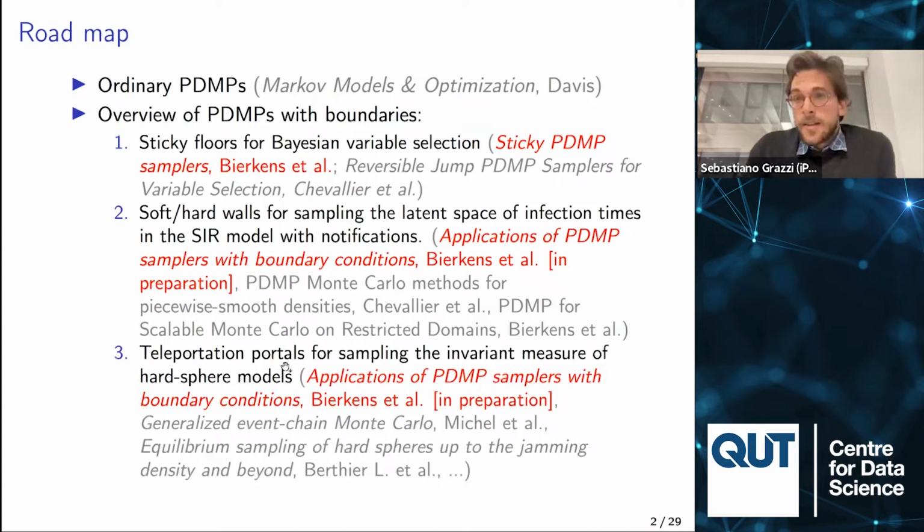Finally, the last type of boundary I call teleportation portals. Essentially, this allows the process to not be continuous, which sometimes is key for the process to be ergodic. So we just introduce teleportation portals that allow the process to jump in space.